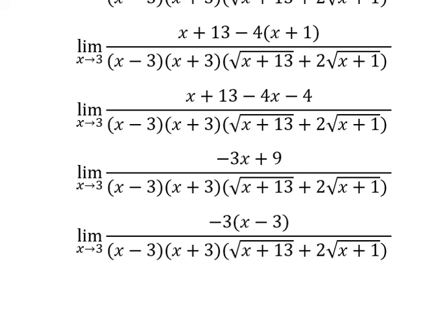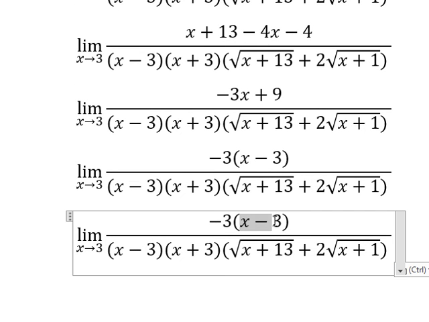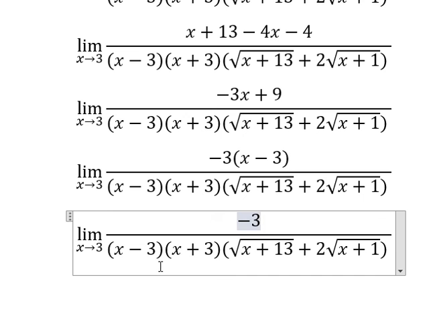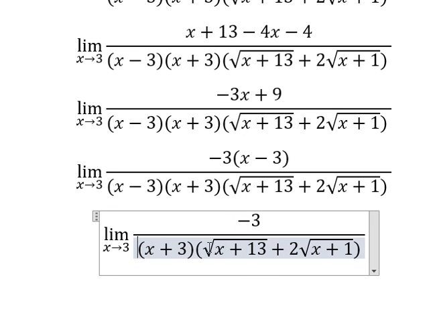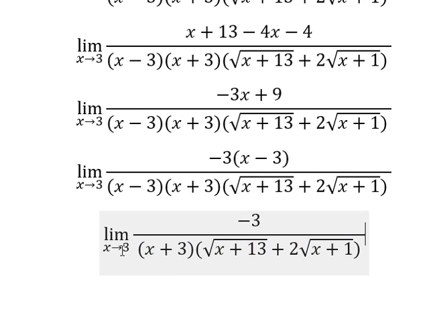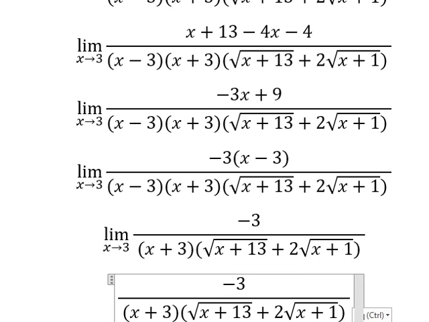Next, we simplify s minus 3 on numerator and denominator. Next, I will put number 3 here, here and here. So we have the final answer.